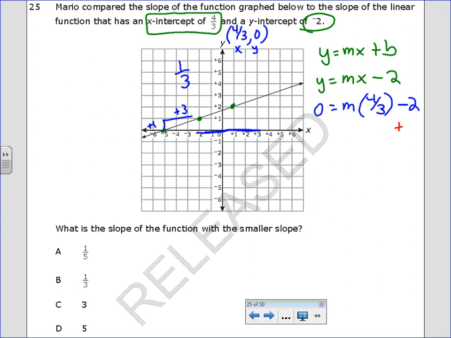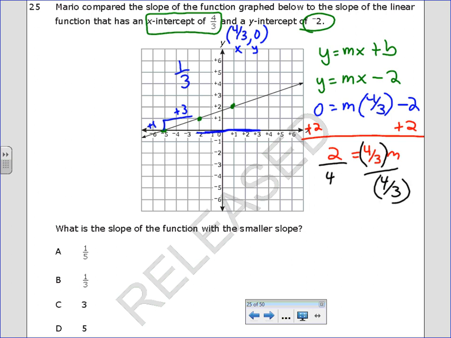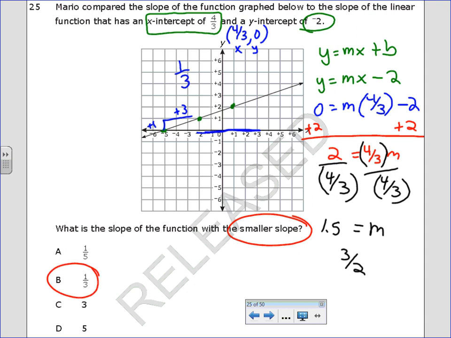From there, I'm going to add 2 to both sides. That gives me 4/3 m equals 2. I need to get m by itself. It's being multiplied by 4/3, so I'm going to divide both sides by 4/3. Your calculator will not do this correctly if you do not use parentheses. When you do that, you get 1.5 or 3/2. The question said, which one has the smaller slope? Well, 1/3 is smaller than 3/2. So, and that's the end for this video.